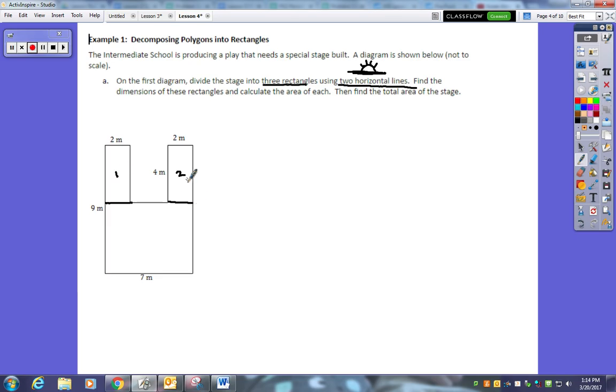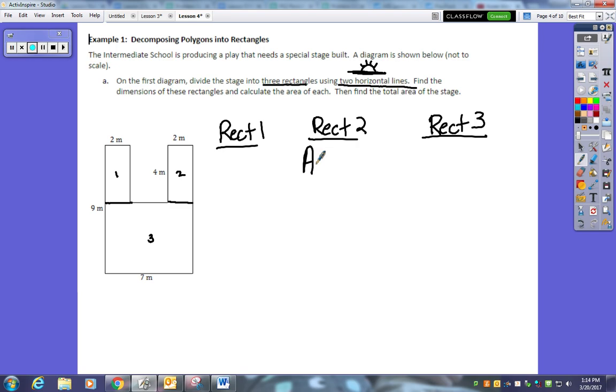So 2 horizontal lines would mean I would have to put my lines here and here to create 1, 2, 3 rectangles. From this, I can see that this rectangle's area would be easy to find. So let's call that rectangle 2. So we have rectangle 1, rectangle 2, and rectangle 3. Again, it doesn't really matter which one's which, it's just the way I numbered them. Rectangle 2, again, for a rectangle, it's length times width.